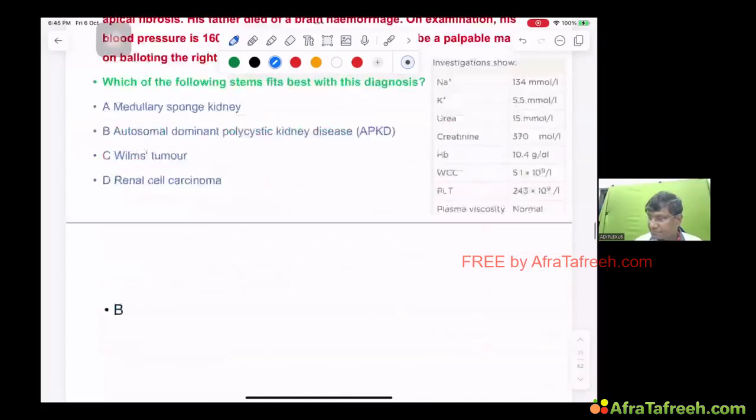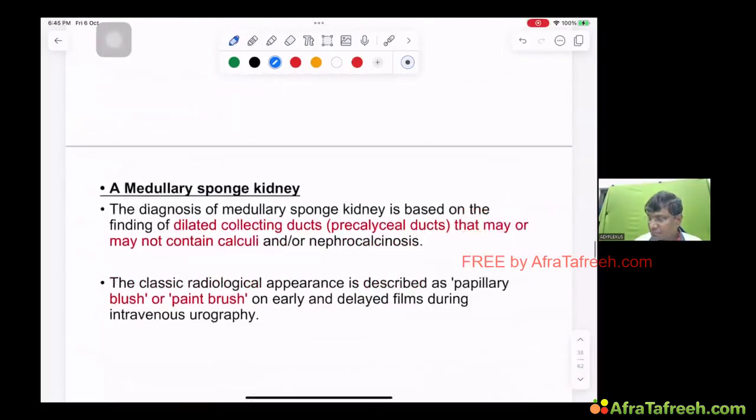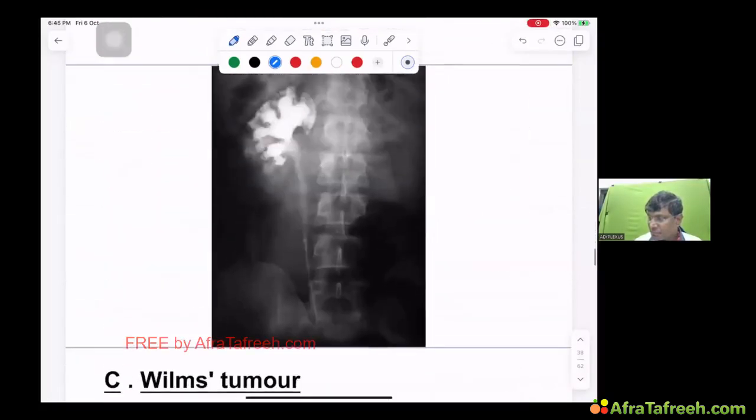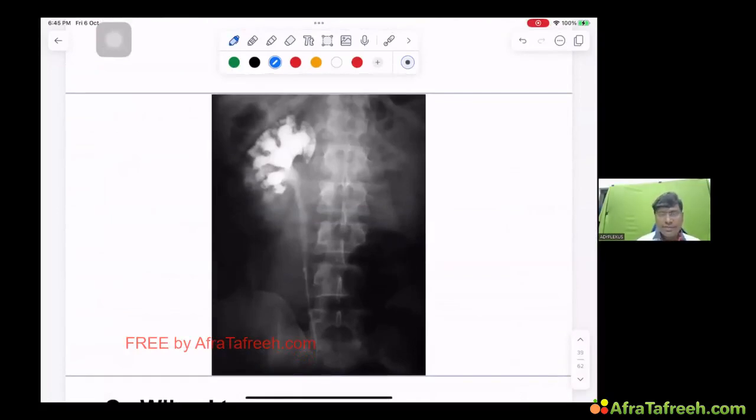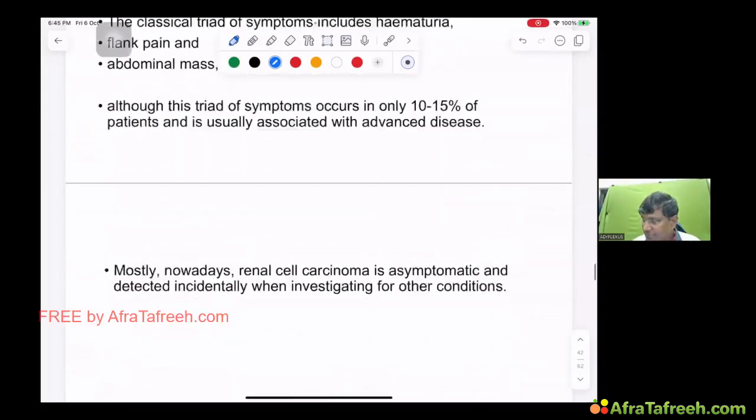Next. Where do you get this kidney? I have shown you almost a similar picture. Very good, Jacob. That is medullary sponge kidney. What did we tell you? That is the flower bouquet appearance or paintbrush appearance, right? On the intravenous pyelography.